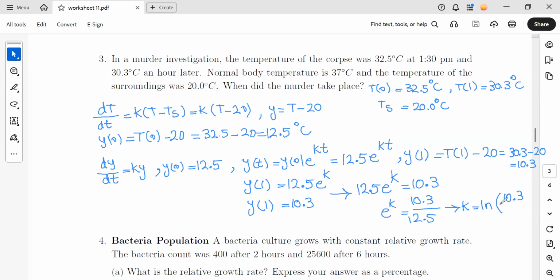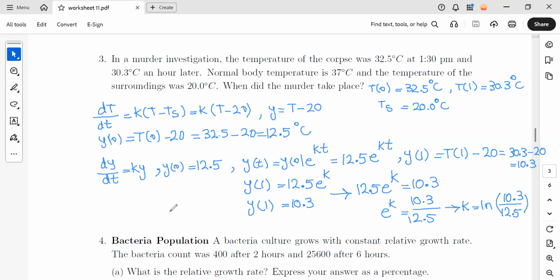Remember not to round more than once if possible. So we would keep k as is, and then we would put it back into the formula to find t. We know that k is ln of 10.3 over 12.5.